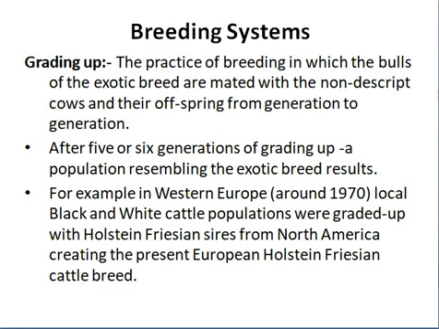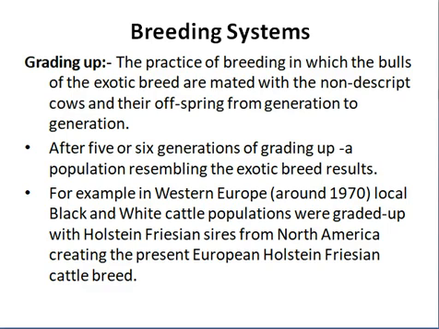We breed those offspring again with the same exotic breed, and we continue for 1, 2, 3, 4, 5, 6 generations. After 5 or 6 generations, the offspring become very similar, not exactly similar but very similar to that exotic breed. So this is called grading up. We want to increase performance of those nondescript animals.